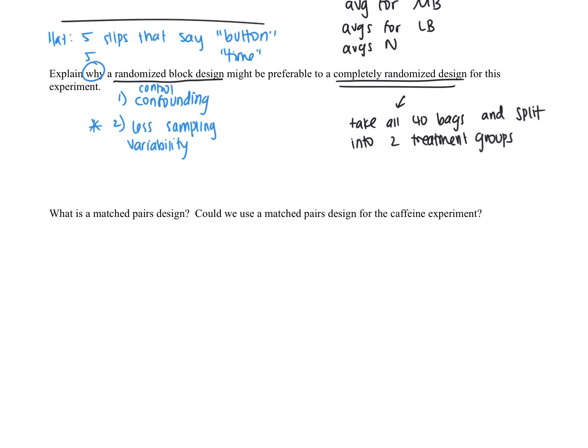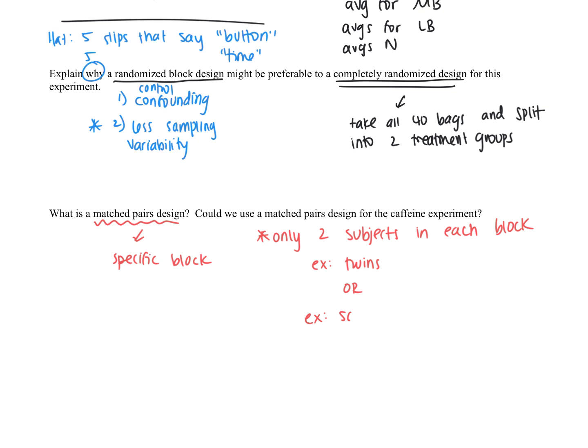Okay. One more type of design, a matched pairs design. A matched pairs design is a specific block. In a matched pairs design, there are only 2 subjects in each block. One very common example is twins. Taking twins, have one twin get one treatment, one twin get another treatment. Or another example is using the same person.